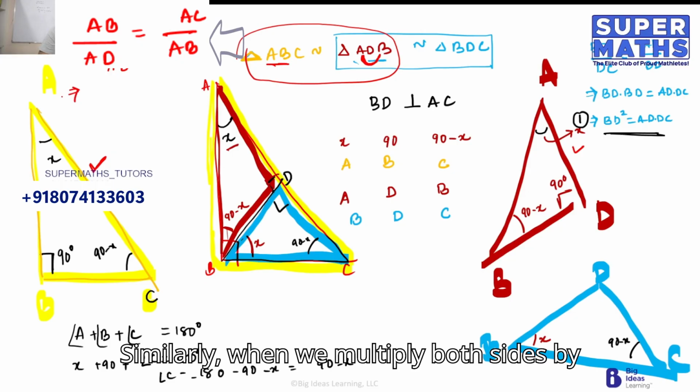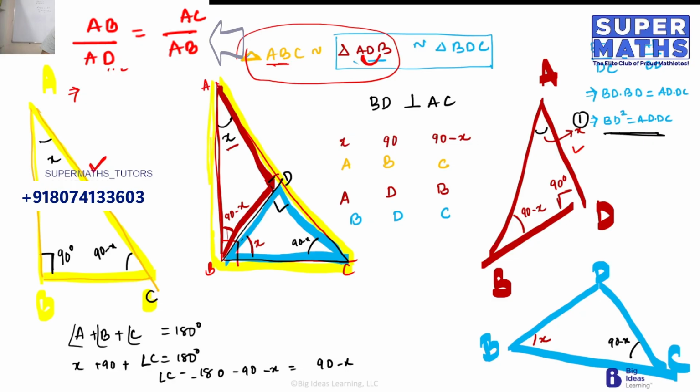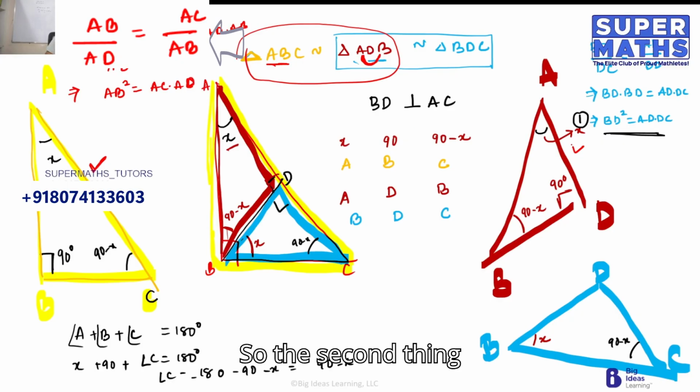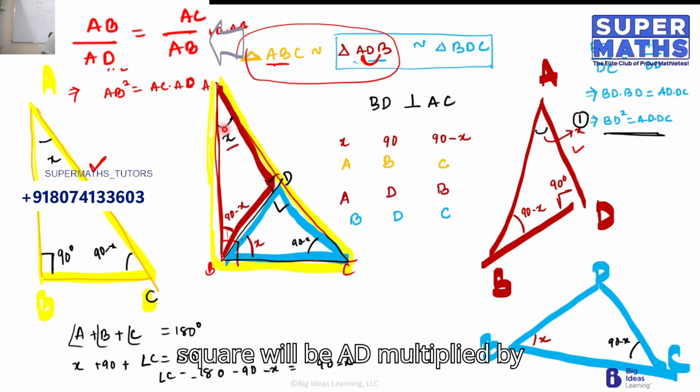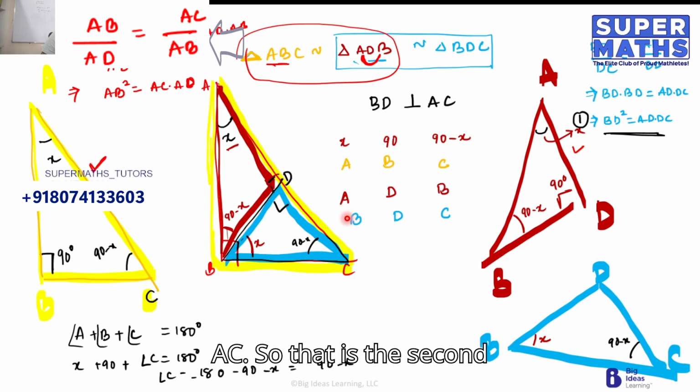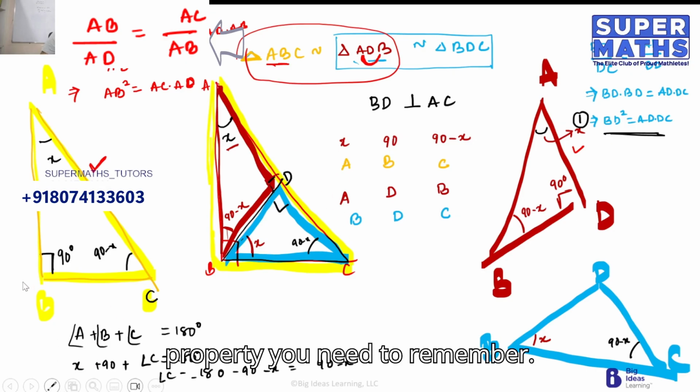Okay, similarly, when we multiply both sides by AD times AB, what we get is AB square is equal to AC times AD. Okay, so the second thing is AB square will be AD multiplied by AC. So that is the second property you need to remember.